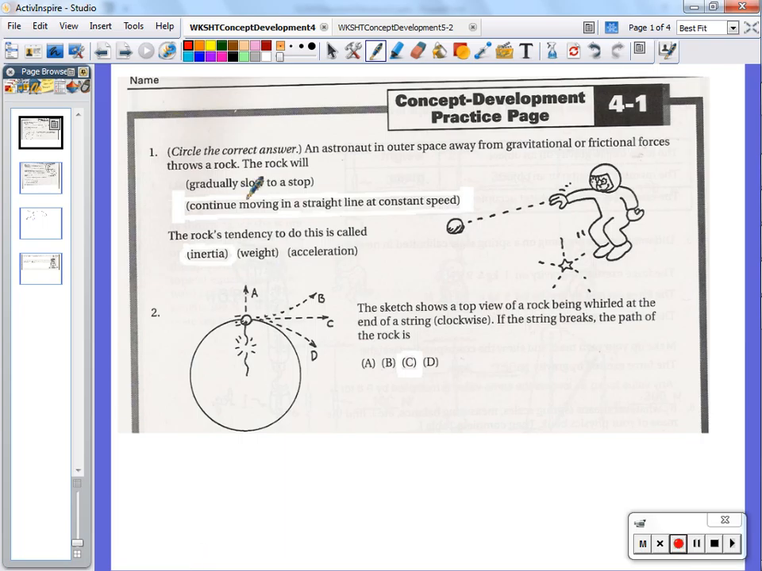It says, an astronaut in outer space, away from all gravitational and frictional forces, throws a rock. The rock will come to a stop or continue moving in a straight line. Continue moving in a straight line at a constant speed.